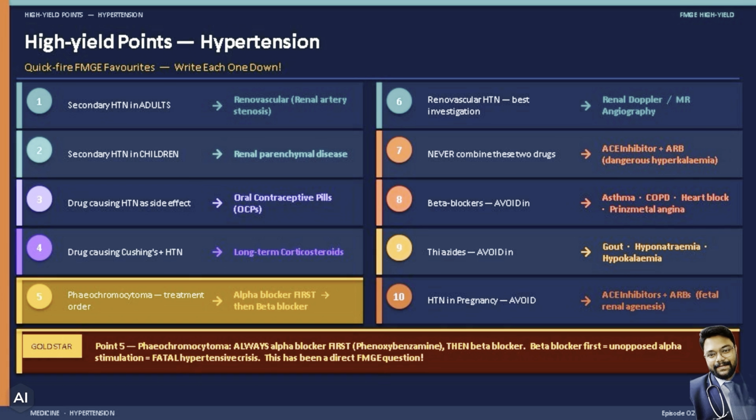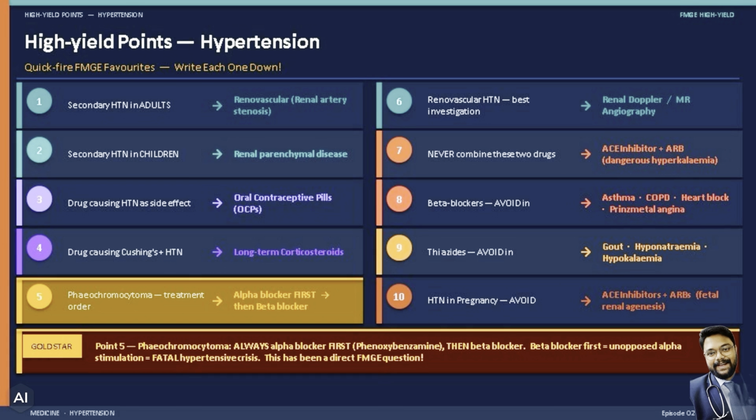Number 1. Most common cause of secondary hypertension in adults, renovascular, renal artery stenosis. Number 2. Most common cause of secondary hypertension in children, renal parenchymal disease. Number 3. Drug that causes hypertension as a side effect, oral contraceptive pills.